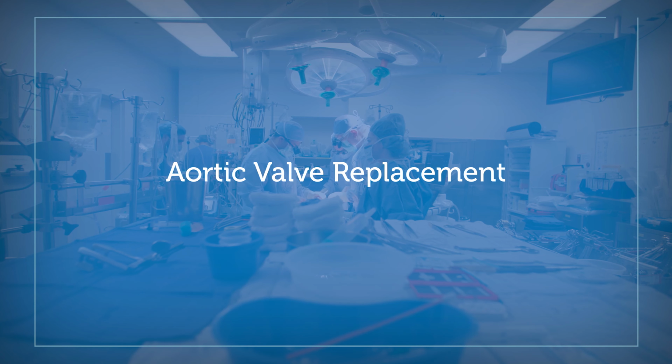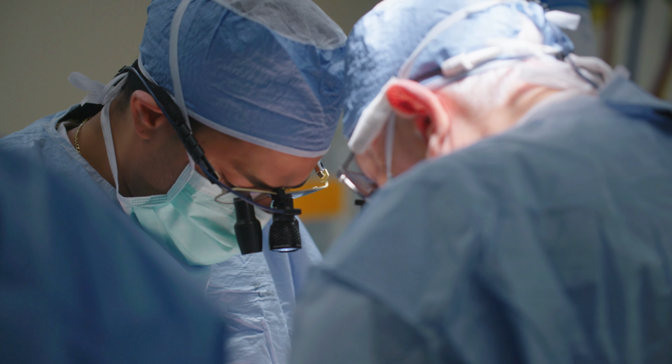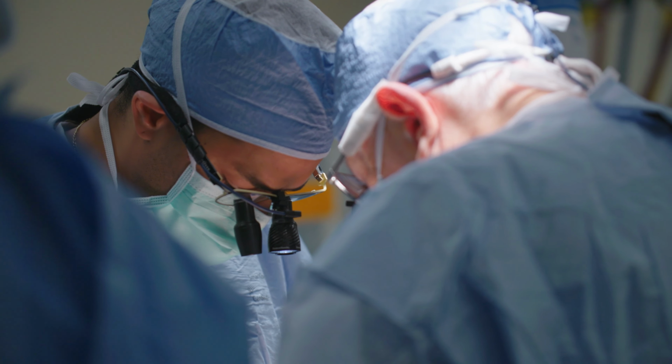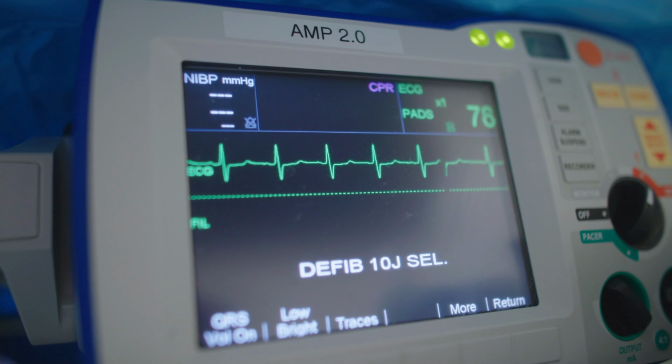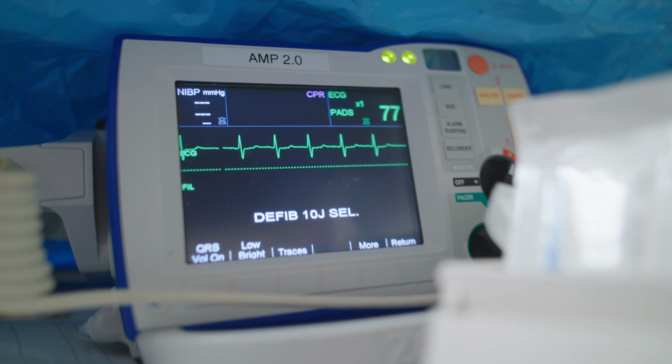If the aortic valve can't be repaired, surgery may be needed to replace it. In these cases, a cardiovascular surgeon removes the patient's aortic valve and replaces it with either a mechanical or a bioprosthetic tissue valve. Mechanical valves require the use of lifelong blood thinners to prevent clotting. Tissue valves, on the other hand, tend to degenerate over time, eventually requiring reoperation.